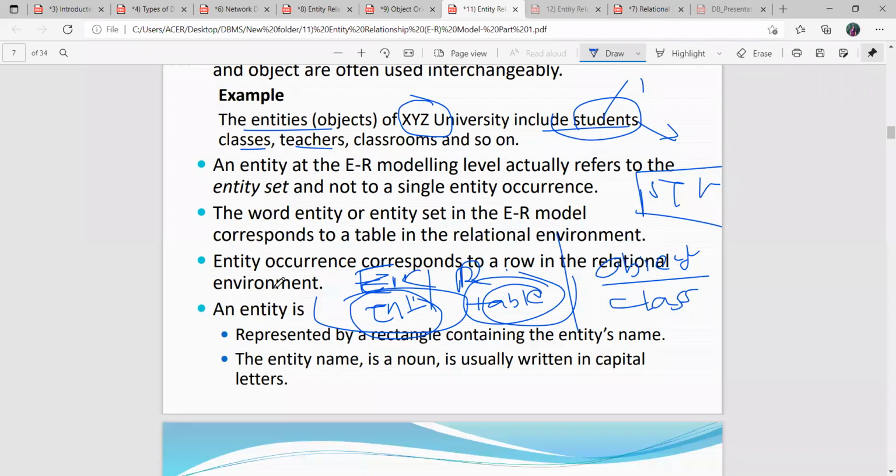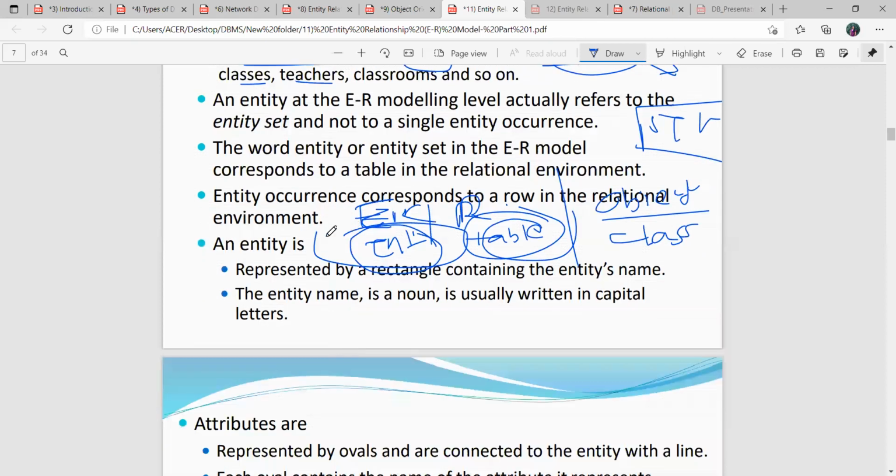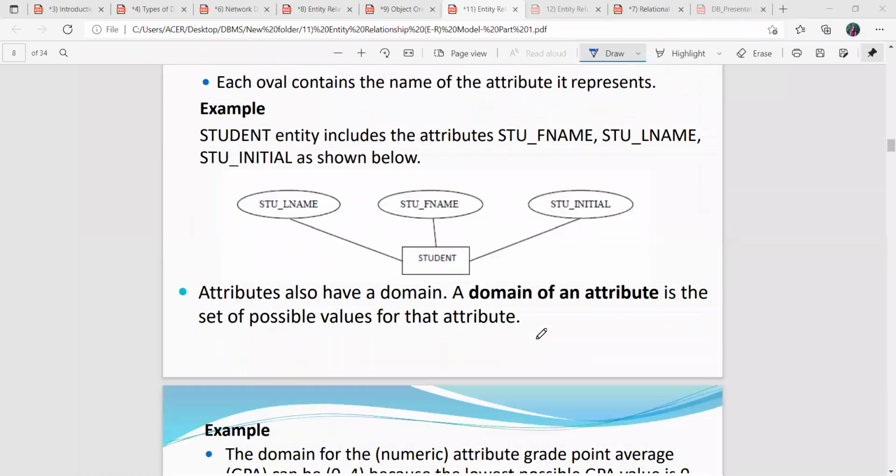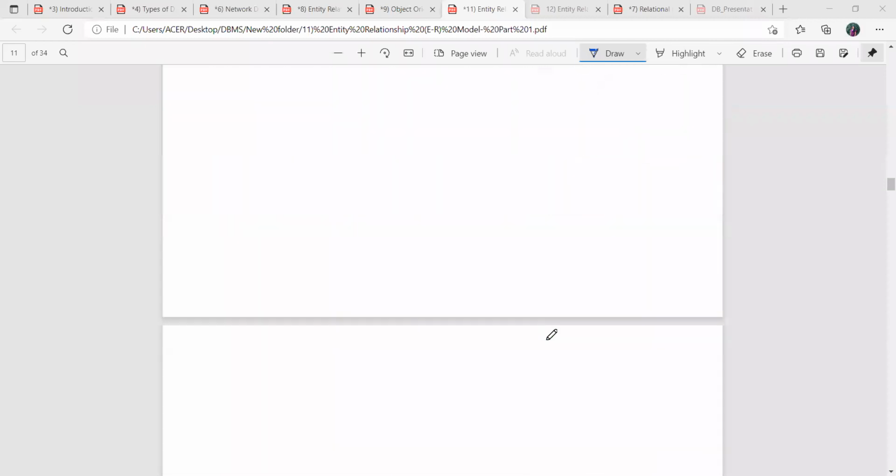An entity is represented by a rectangle which contains the entity's name. The entity name is a noun. We already discussed this. Then about attributes, we discussed attributes, but we didn't discuss how we can represent them. We will discuss these things in our next lecture.